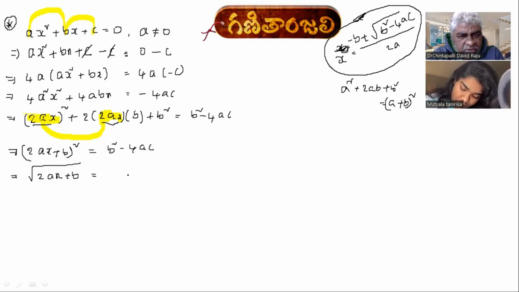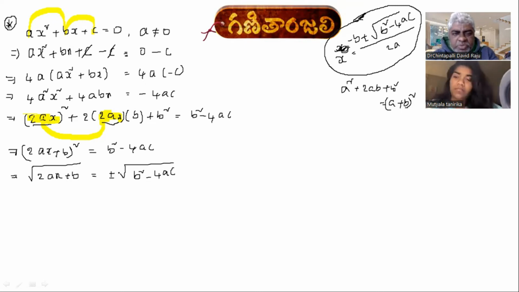2ax plus b is equal to plus or minus the square root of b square minus 4ac. It is enough to write plus or minus on any one side. We need not write plus or minus on both sides. Whenever a root comes, we should write plus or minus. Why should we write plus or minus? Do you know the reason? Why should we write plus or minus whenever we find a square root?